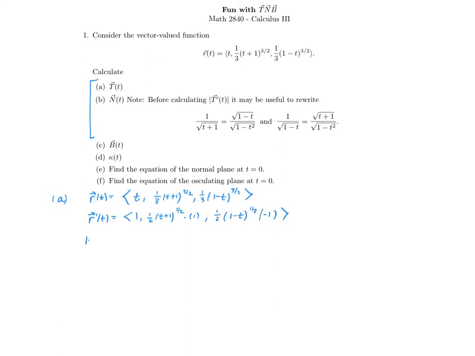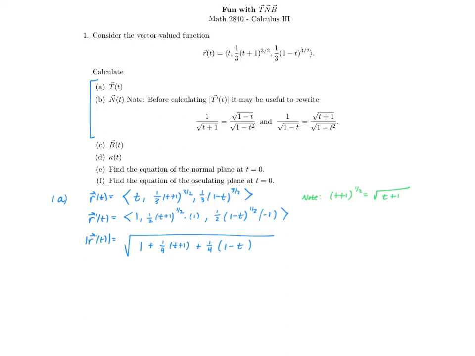We also need the magnitude of r prime. So we would take the square root and we'd have the sum of the components squared. So 1 squared plus we would have the quantity 1/2 times the square root of t plus 1, squared. So that would be 1/4 times (t plus 1). And note that if there's any confusion here, (t plus 1) to the 1/2 is really the square root of t plus 1. And then similarly with the third term, you would have 1/4 times (1 minus t), and when we square, that negative 1 just vanishes.